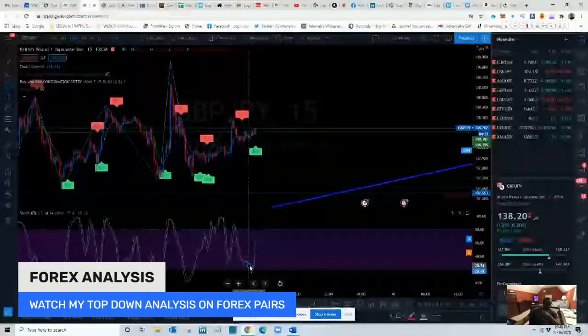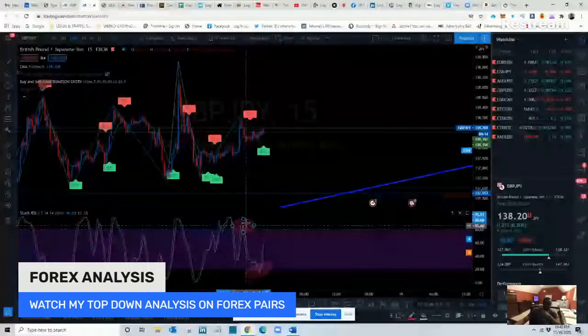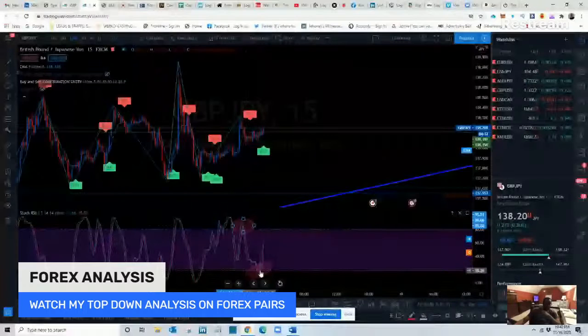The stochastic RSI, make that your best friend. Price reaches all-time highs and all-time lows, and it's going to create entries for you. And that's exactly how the banks trade. So we see that with the stochastic RSI.